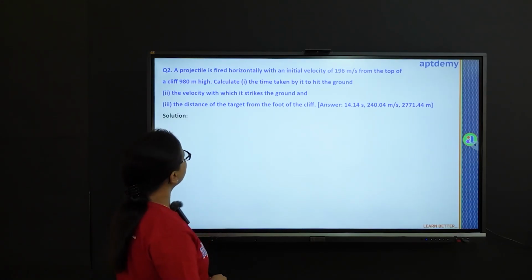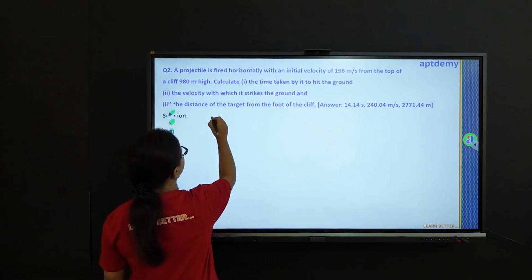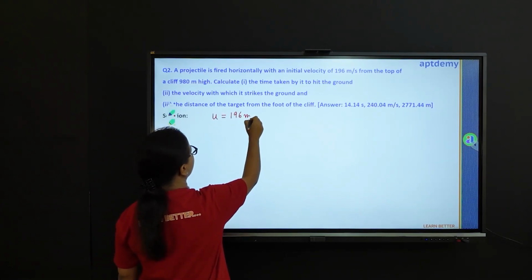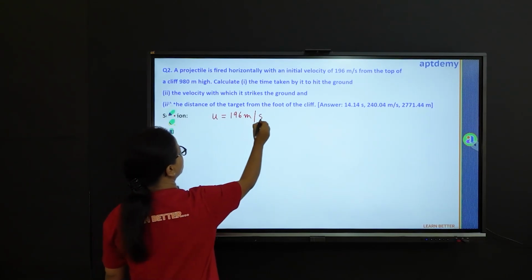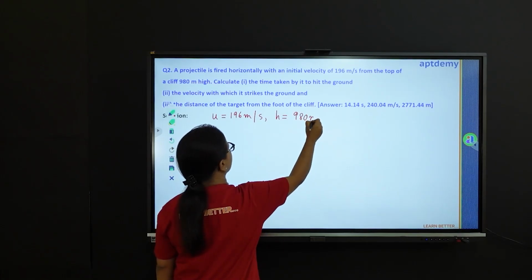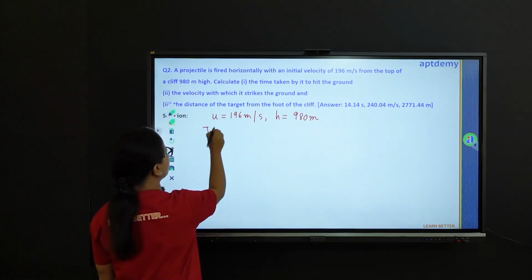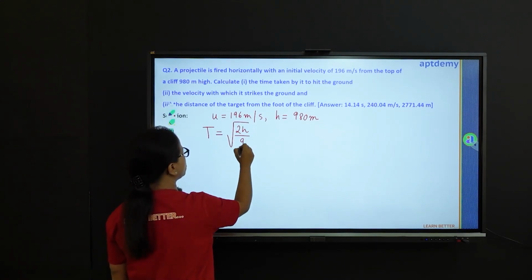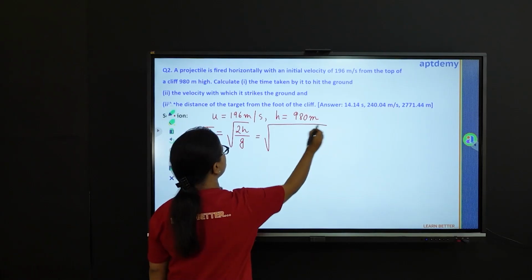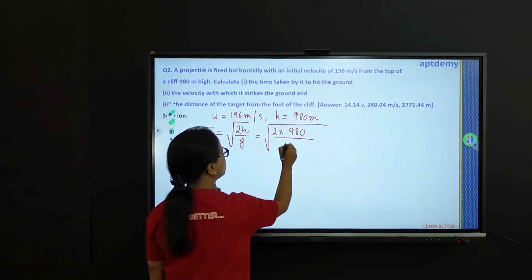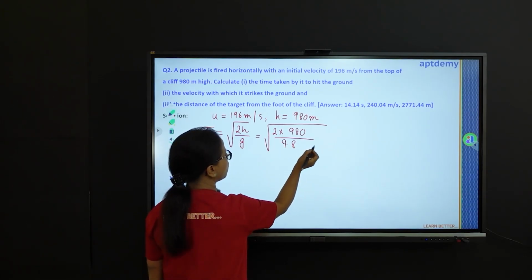First we shall write down whatever is provided. We have initial velocity u, which is equal to 196 meters per second, and the height of the tower, 980 meters. So we have the formula for time of flight, which is root over 2h by g. We put down the values: 2 times 980 by g, which is 9.8. We are to take this value.